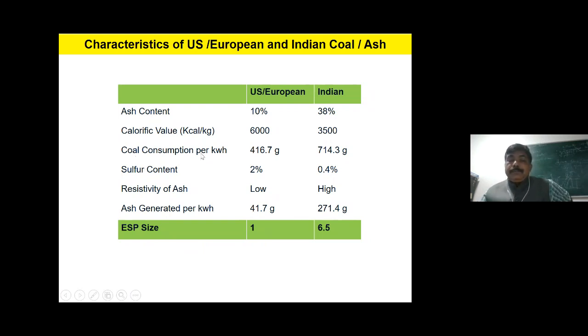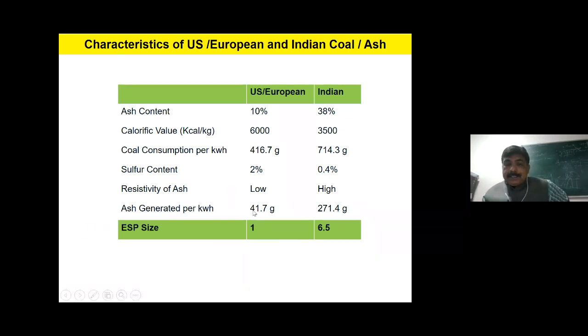Now, coal consumption per kilowatt hour of electricity: they use a small amount of coal, we need to go for a large amount of coal. Sulfur content, theirs is 2%, ours is very low. We should feel blessed that our sulfur content in coal is low. But there is an issue. If the sulfur content is low, the fly ash is highly resistive in nature. The resistive nature of fly ash requires more electric charge to be applied so that the particle gets charged and is then attracted towards the collection plate.